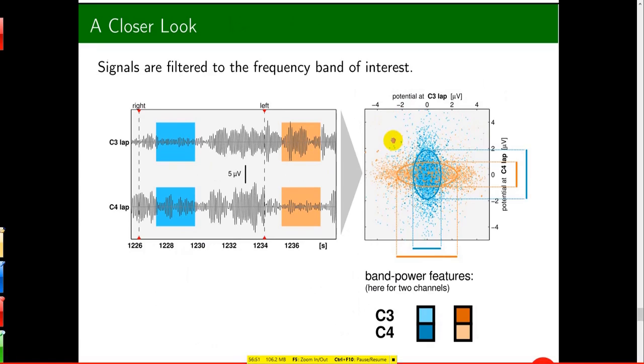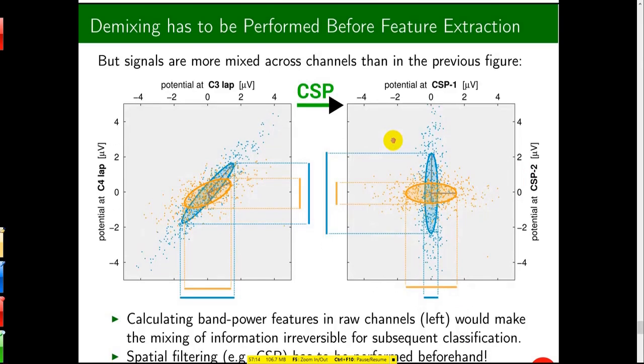Alright, so a closer look. Signals are filtered to the frequency band of interest, 10 to 15, and then the consequence of this is that the variance is very great for C3 and very small, again, for C4.